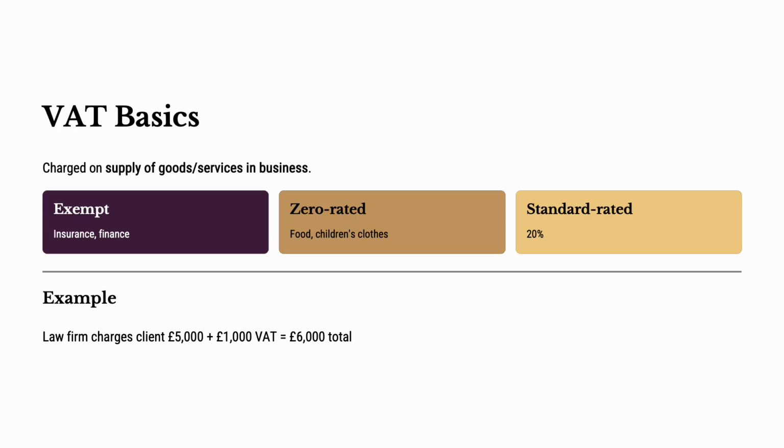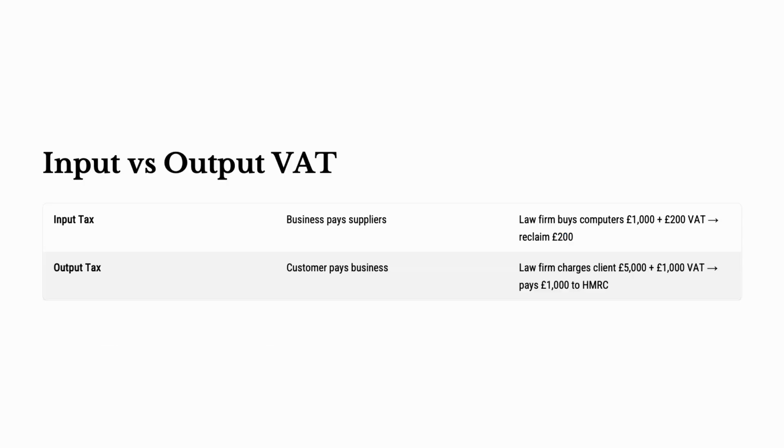Simple example: a law firm charges a client £5,000 for conveyancing work. VAT at 20% is £1,000. So the total bill is £6,000. The client pays £6,000. The law firm keeps £5,000 and pays £1,000 to HMRC. Straightforward, right? But it gets more interesting when we look at input and output VAT on our slide here.